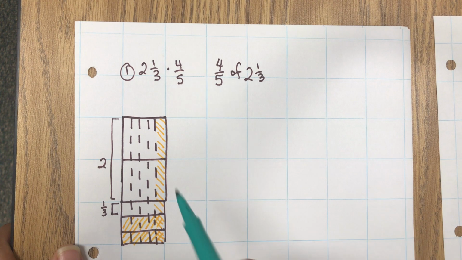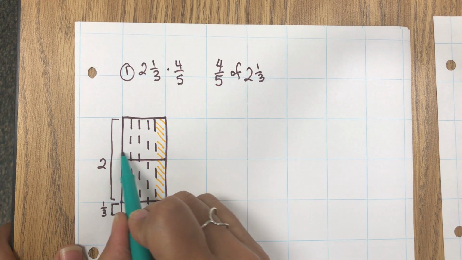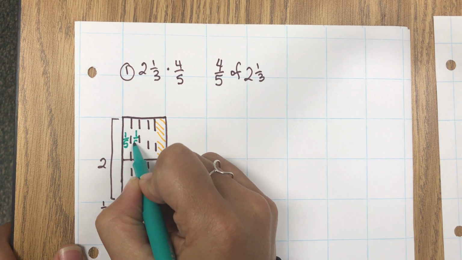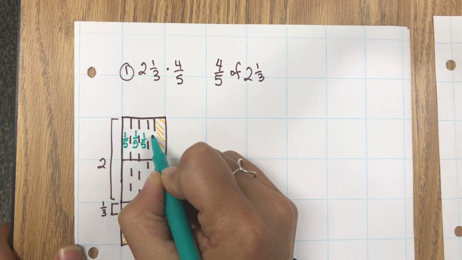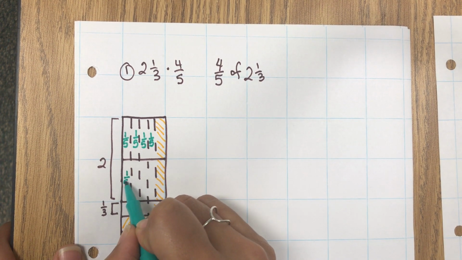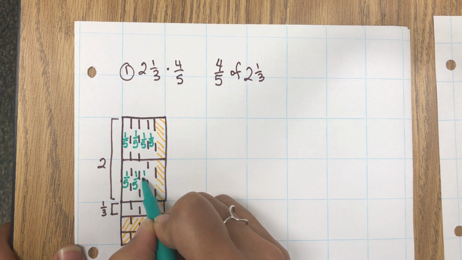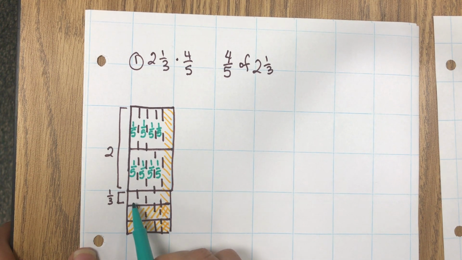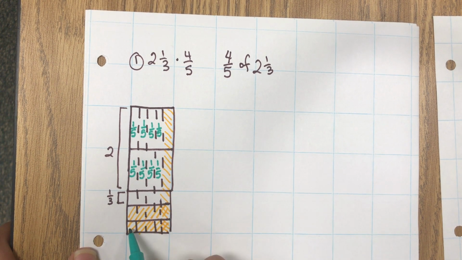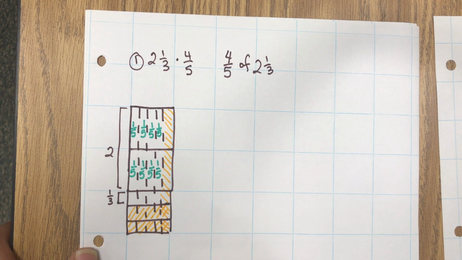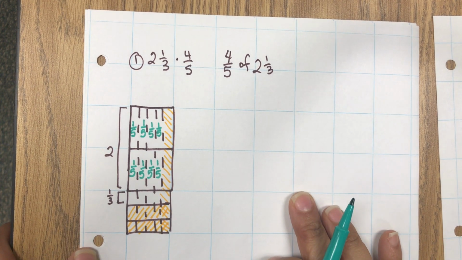So now I'm going to label all of my parts. Here, these are all fifths. So I'm going to label 1/5, 1/5, 1/5, 1/5. These are also 1/5. Now right here, I have 1/5 that is also split into thirds. So I have 1, 2, 3, 4, 5, 6, 7, 8, 9, 10, 11, 12, 13, 14, 15. This whole is divided into 15ths.